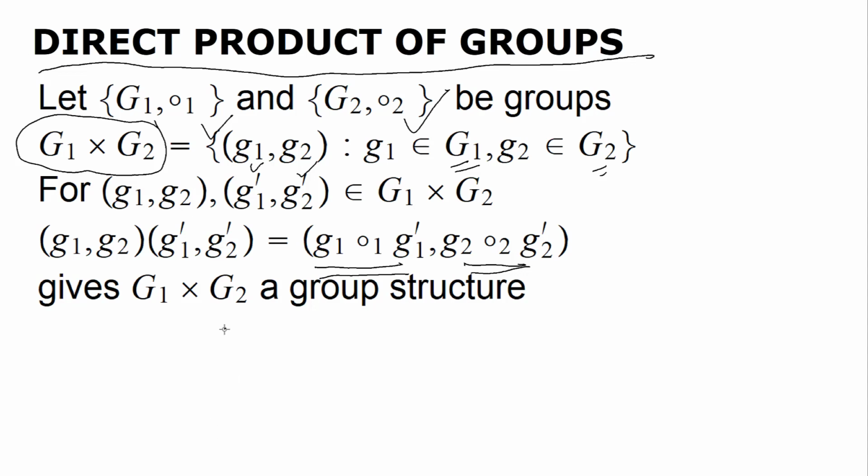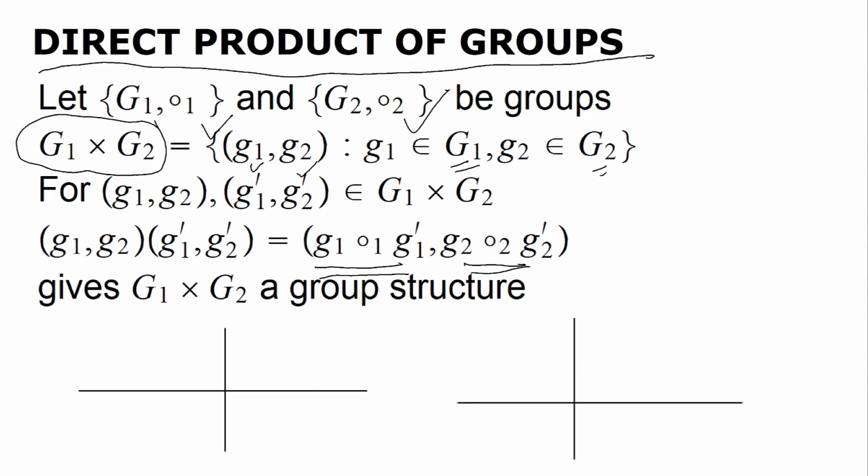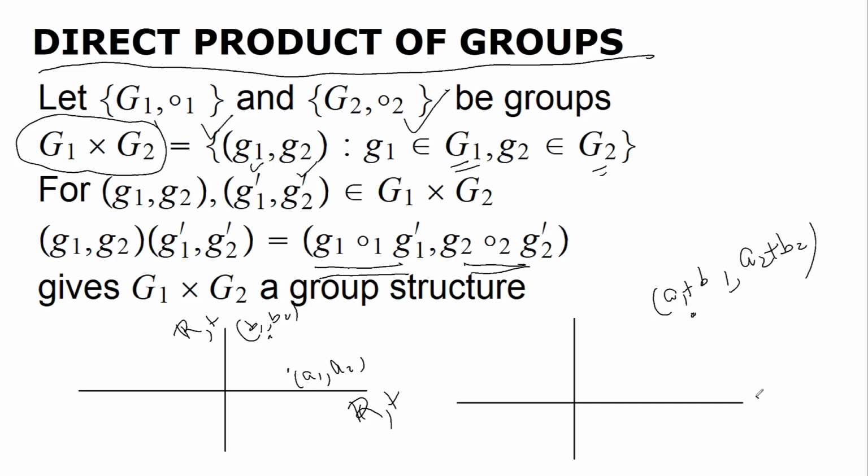So for example, say we take this group here, R. Remember that R with plus is a group. Here we just took their Cartesian product, so that becomes a plane, and say I have a1, a2, and I have b1, b2. Then all that will happen is that we will just take their sum to be a1 plus b1, and then a2 plus b2, as simple as that, and that gives it a group structure.